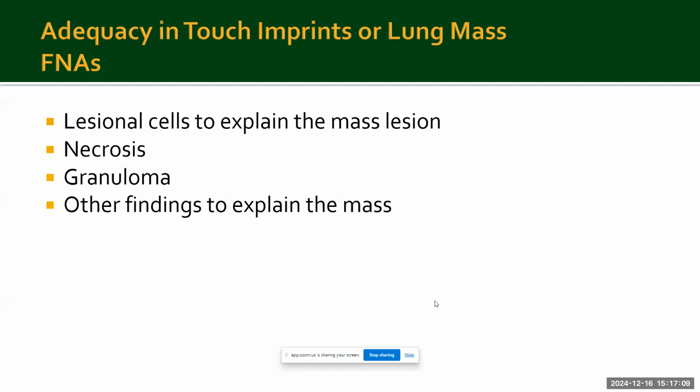Is it possible to give me some viable tissue? And I do not call it adequate until I see lesional cells, whatever that may pertain. If I see a granulomata, I tell them, hey, I see granulomata. So maybe we're dealing with a necrotizing granulomatous process, or any other findings. Sometimes you will see a ball of aspergillus in the rapid on-site evaluation or even in touch imprint. So it could be anything that explains the mass lesion.